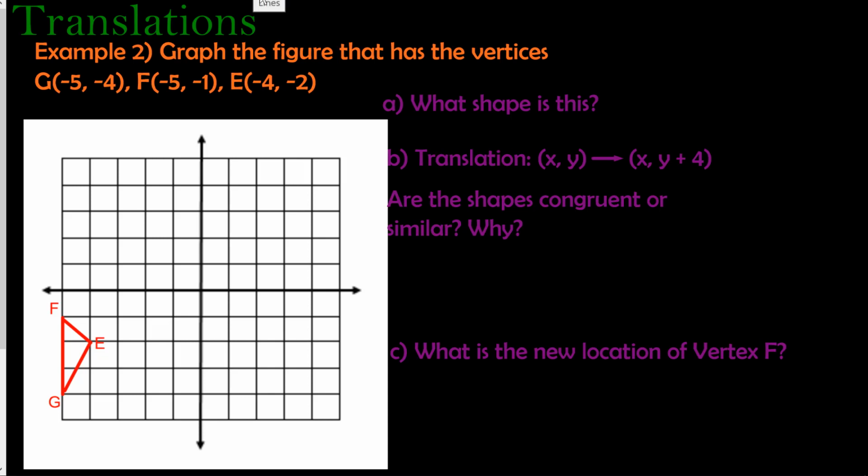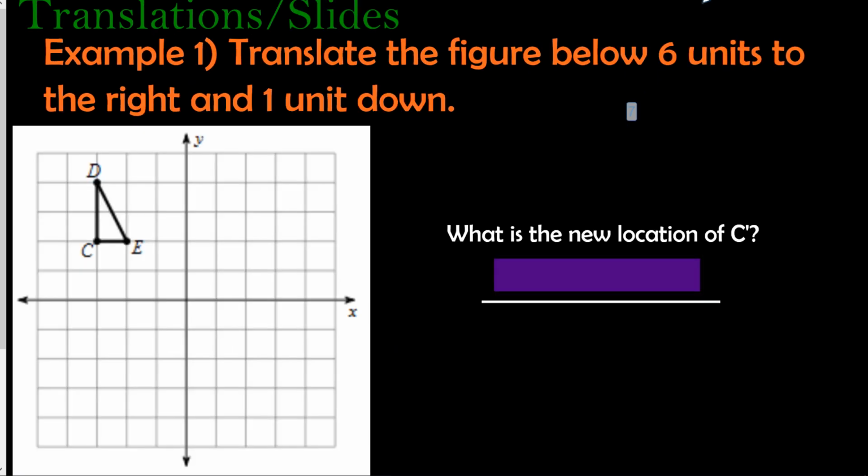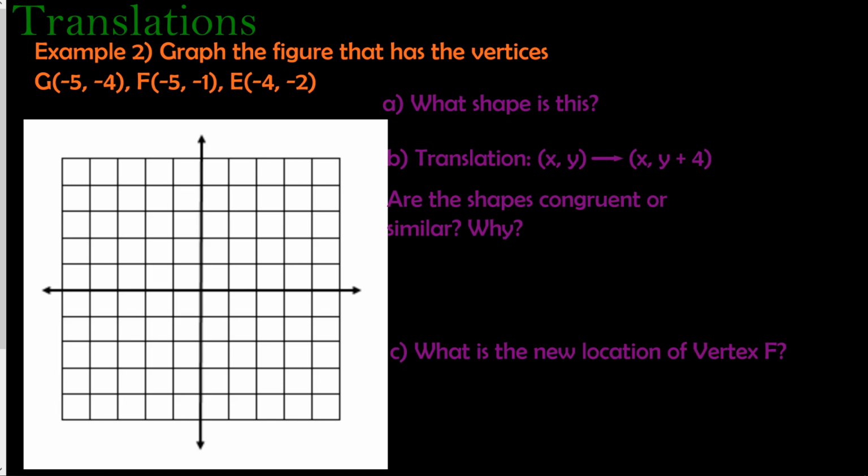So let's write that down. Triangle. Okay. That's a triangle. We got points here.